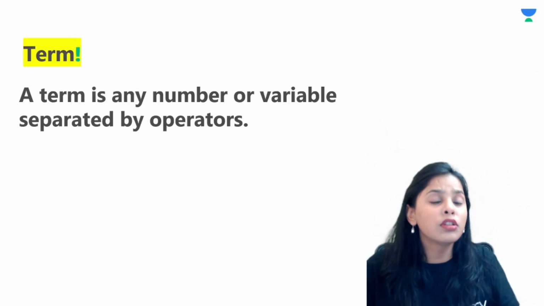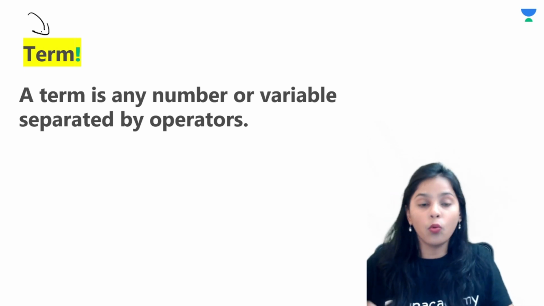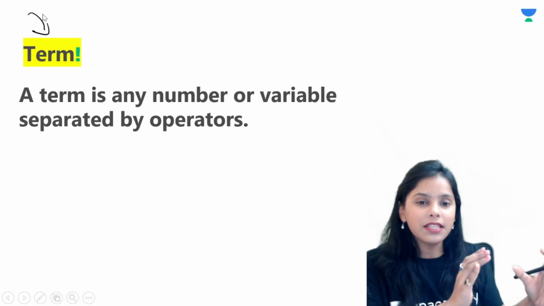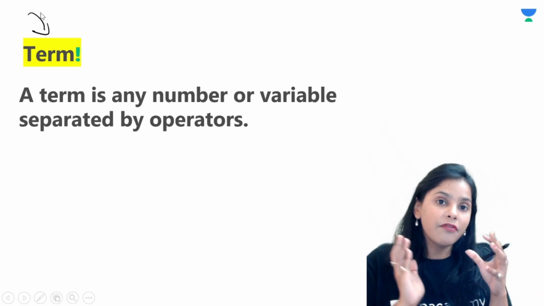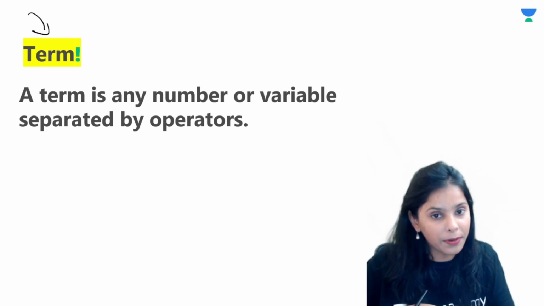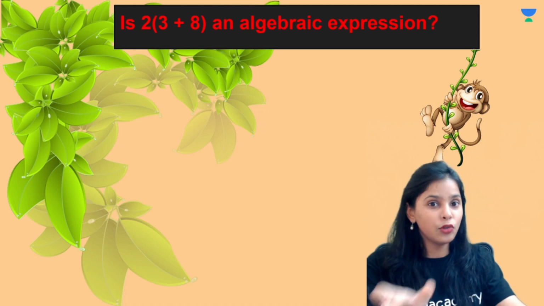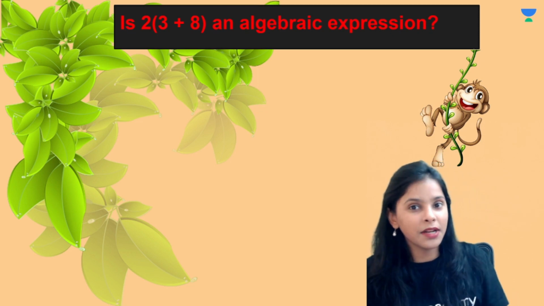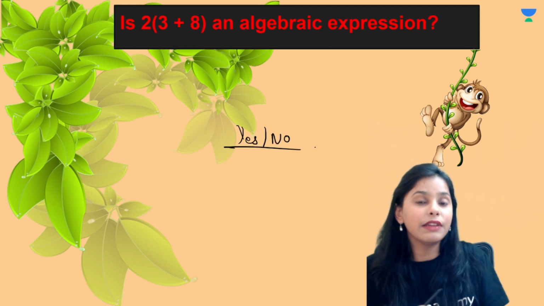Now if I talk about terms, this is another very important thing which you should know. The terms means the variables when separated by operators. Okay, so can I say that this 2(3 plus 8) is an algebraic expression? Comment down in this video if you say yes or no with reasons.